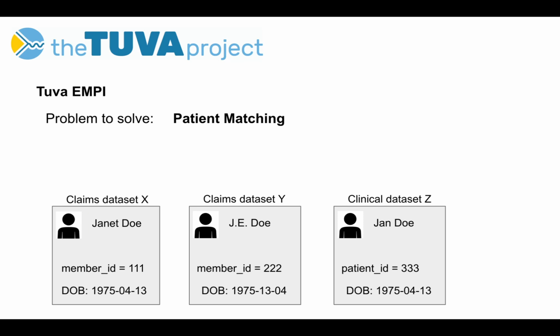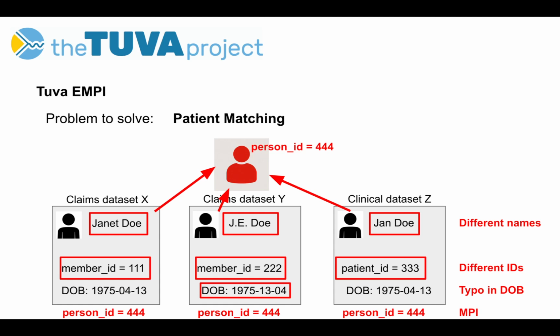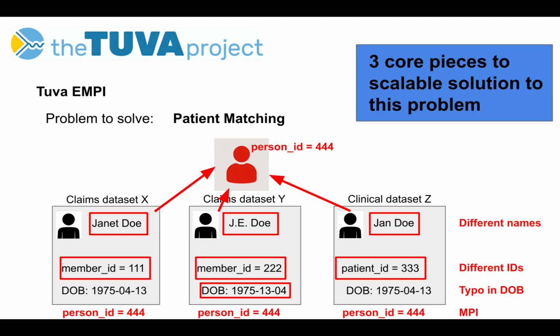For example, here you could have slightly different spellings of a name, you can have different source IDs, a date of birth could have a typo. We need to be able to say, if these records represent the same person, they should get the same person ID, and we should assign them all to the same concept of a person in our data set. In order to solve this problem at scale, there are three core pieces that are key to the solution of this. So I'm going to walk through these three pieces in more detail.